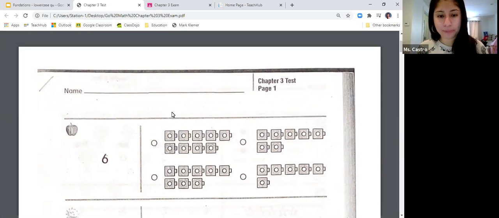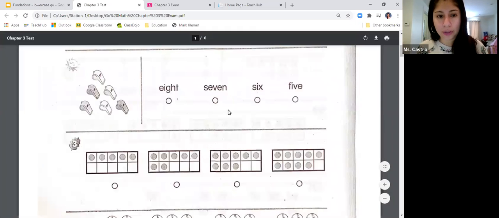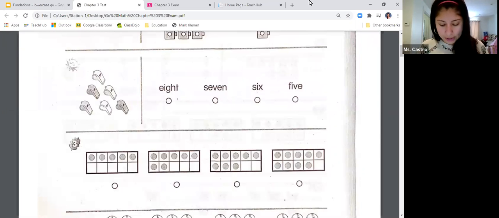Okay. Question number 2. Mark under the word that matches the number of objects at the beginning of the row. So you count the whistles and you can even label it. And then you're going to look for the word of that number.